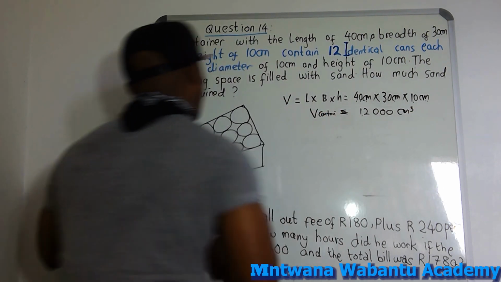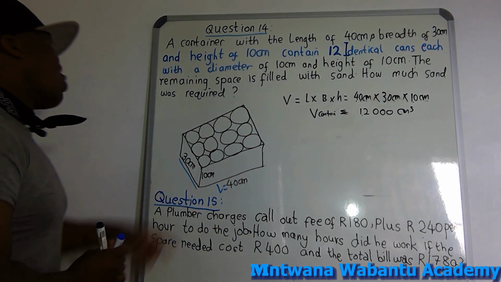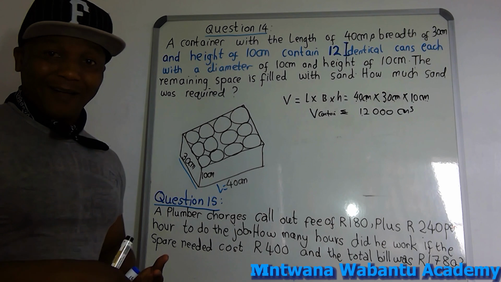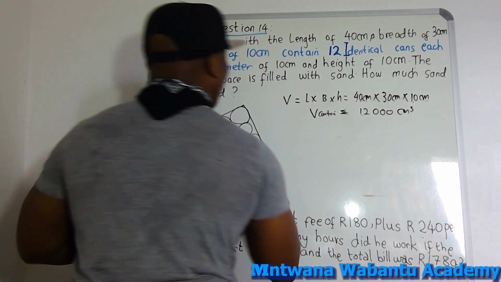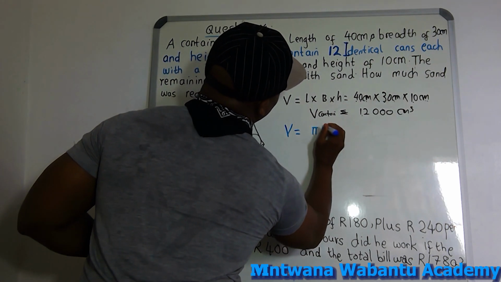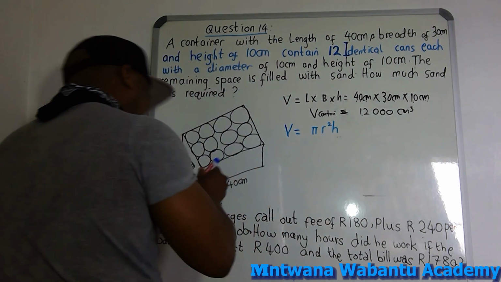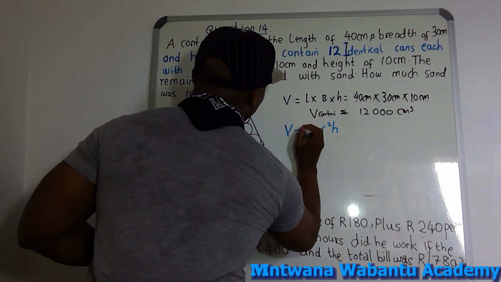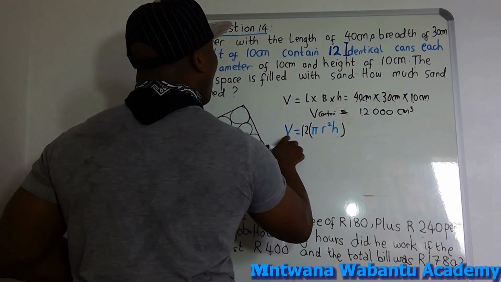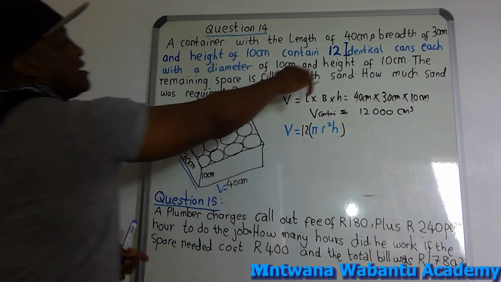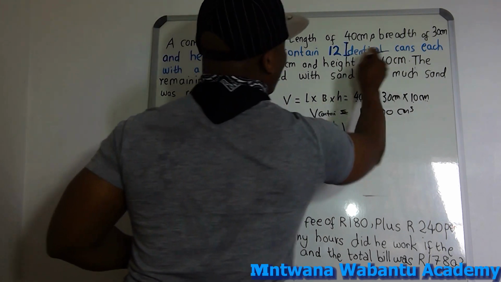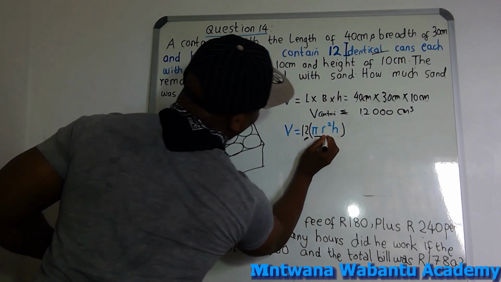Of all the container. So what I'm going to do, I'm going to find the volume of one cylinder. But since they're identical, I'm going to find the one and then I'll multiply by 12. Okay? So the volume of a cylinder now. The volume of a cylinder we know is pi r squared times height. But how many of them? There are 12. So since it's 12, I can say 12 times the volume of one cylinder. So this is the volume of all these identical cans. So there are 12 of them. Let's say 12 times the volume of each one.